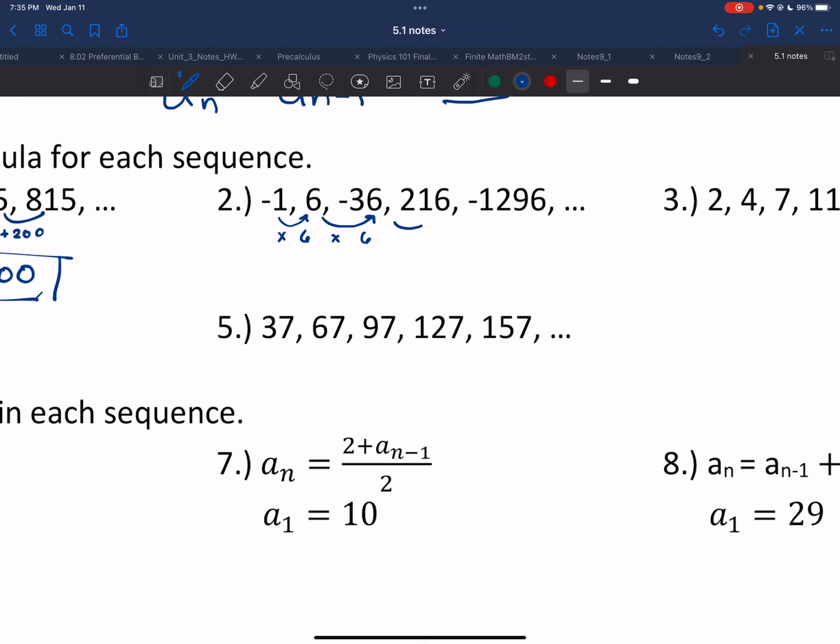Okay, so I see a trend that it's all times 6, but I start out with a -1 and I end up with a +6. That means that my 6 has to be negative. So I'm going to be multiplying by a -6. So my equation would be a to the n equals a to the n minus 1 times, and you could put a dot there if that's easier, -6. So here's my equation on that one.